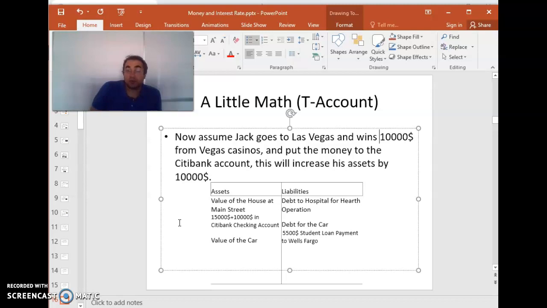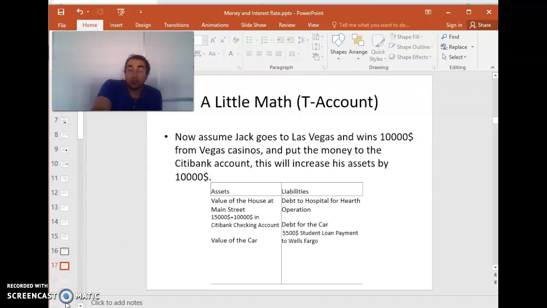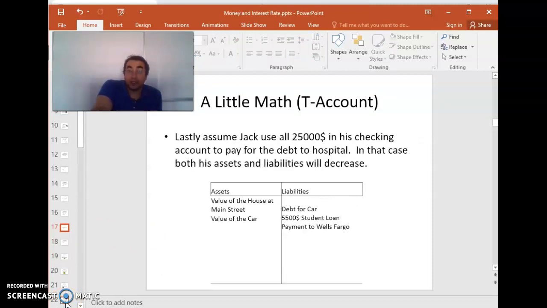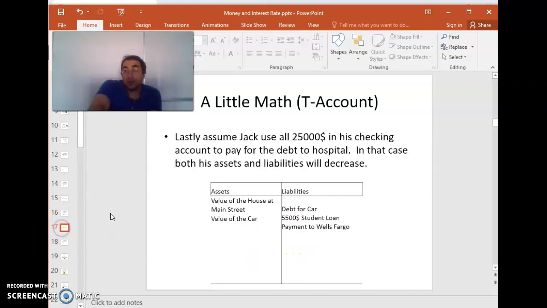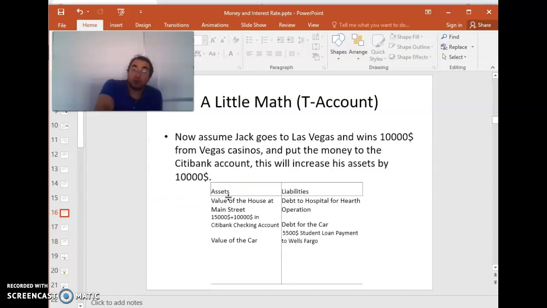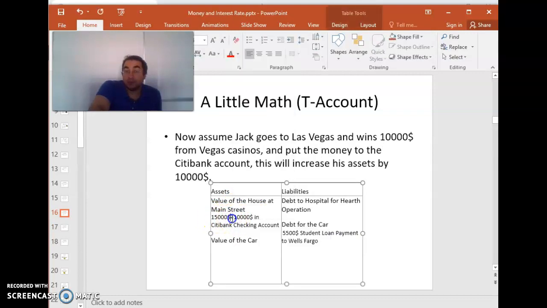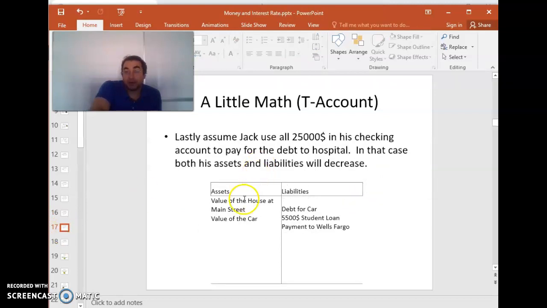So the total amount of money will be $25,000 in the checking account. And then he pays this $25,000 to pay the debt for the car. No, not debt for the car, debt to the hospital. So in that case, both this money in the checking account and the debt to the hospital will be cancelled. So we are just left with the value of the house, value of the car, debt for the car, and the student loan payment in assets and liability parts of the check, basically.